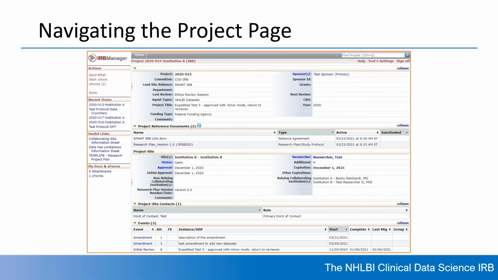The Events Detail section of the project page displays a table of all the IRB events or submissions that have been or are being conducted for this protocol. Each row of the table contains information regarding a specific event, such as the type of event and the number of attachments associated with that event, and a description of the event. Clicking on the link for a specific event will open the Events Detail page for that event.